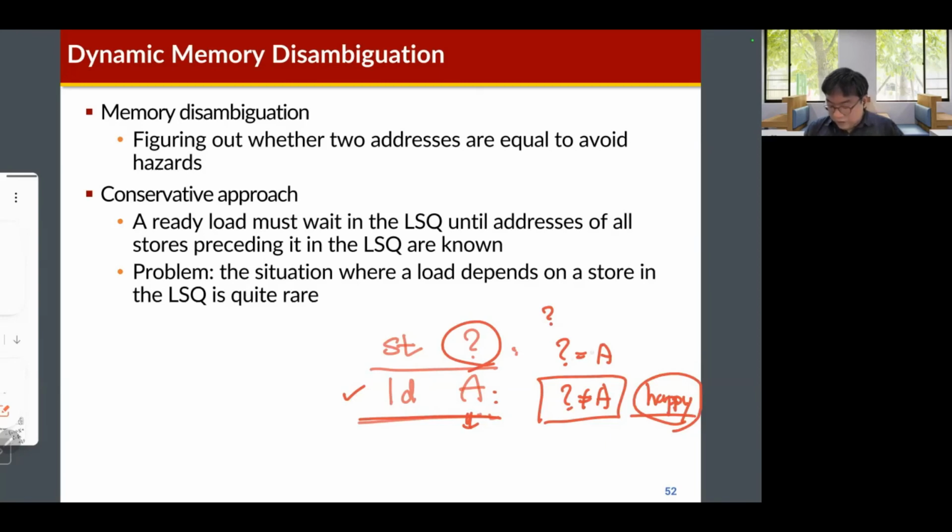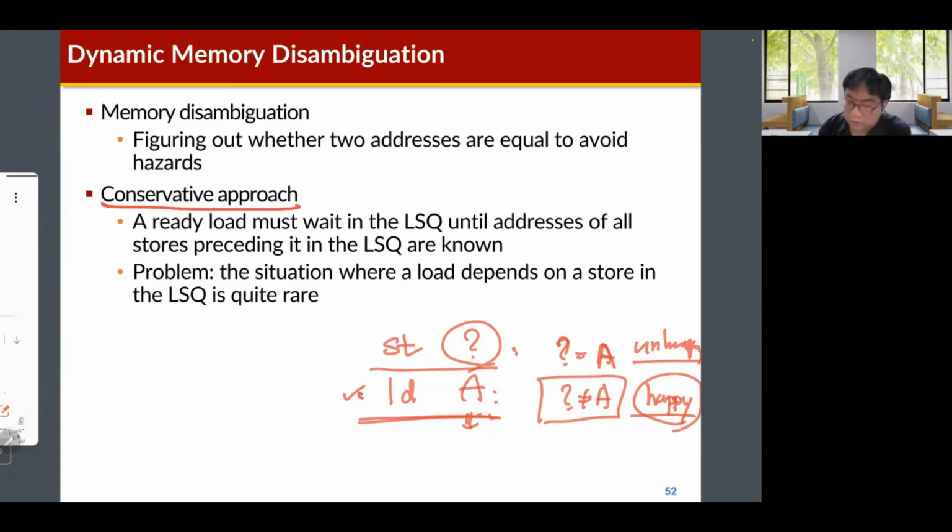But if the unknown address of the store instruction is the same as A, which means the address of the load instruction, this is unhappy, because the load instruction fetches the wrong data from the memory. Okay, so before knowing the address of the store instruction, the load instruction cannot be executed. That's the problem.